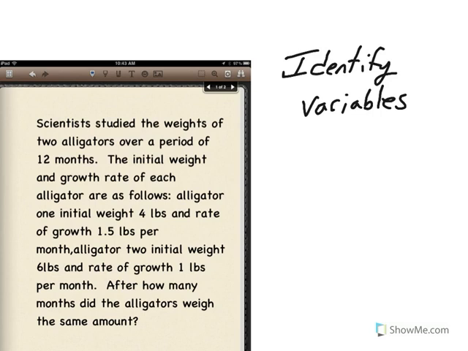Today, we're going to try to solve a systems of equations word problem. To do this, the first thing we need to do is identify the variables and which one is the independent variable and which one is the dependent variable, so we can graph them. So taking a look at the problem on the left, pause the video and read it.